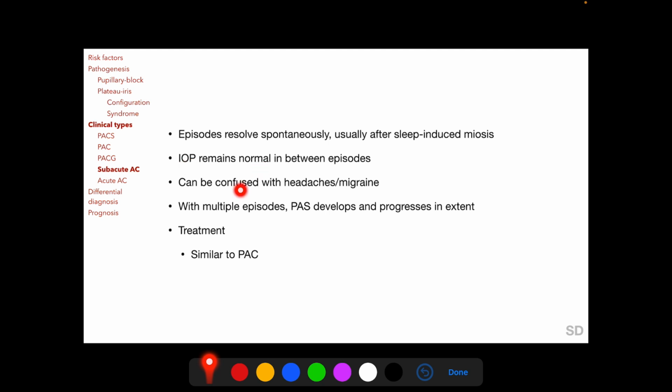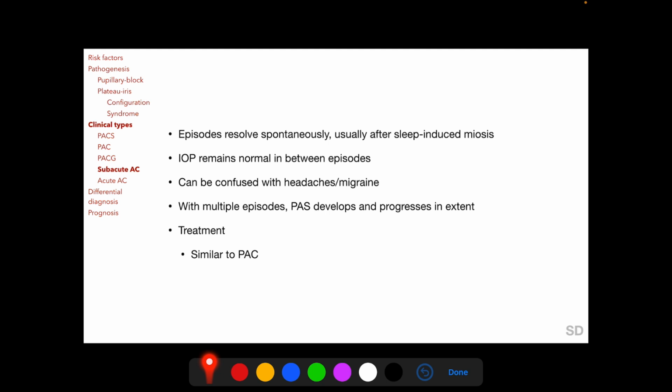This entity can be confused with headaches and migraine, and with multiple such episodes, peripheral anterior synechia develops and progresses in extent. And treatment of subacute angle closure is similar to primary angle closure, with LPI and/or lens extraction and medications as required.